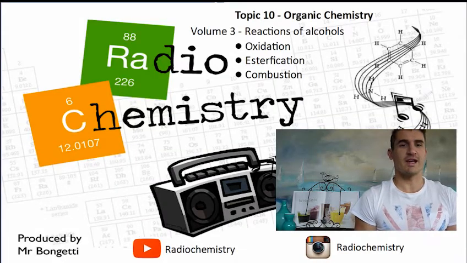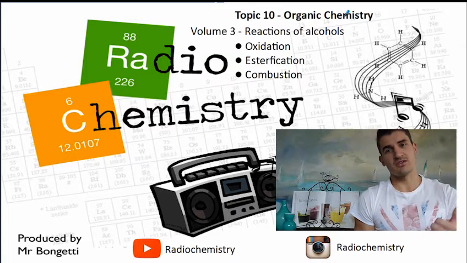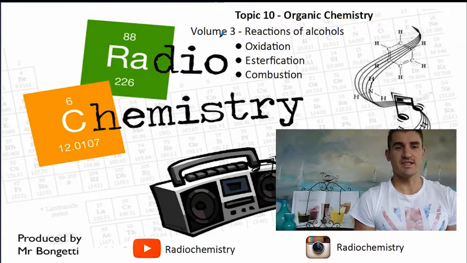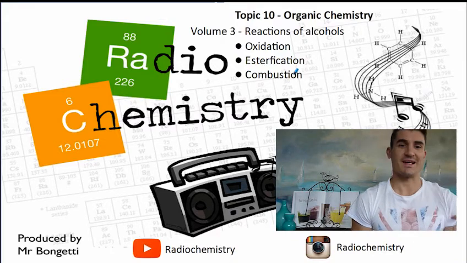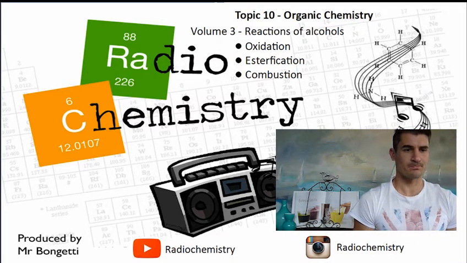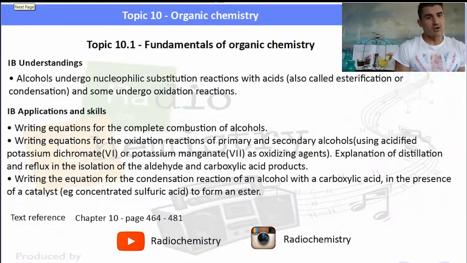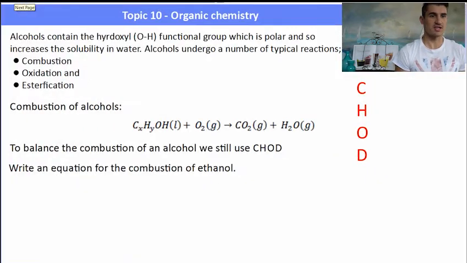Okay, so volume 3, reactions of alcohols. We look at oxidation of alcohols. I'll identify what an esterification reaction is, and then we look at combustion. We'll come back to esterification in another volume. So alcohols undergo what we call nucleophilic substitution reactions with acids, which is also called esterification, and some undergo oxidation reactions. We look at writing equations for combustion, writing equations for oxidation, and then we won't have time, but we will discuss condensation reactions as well.